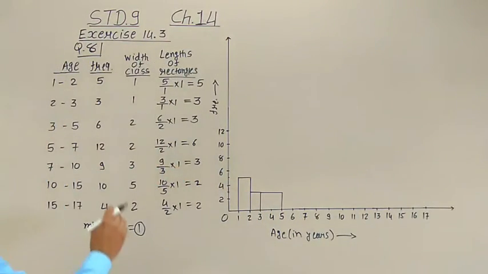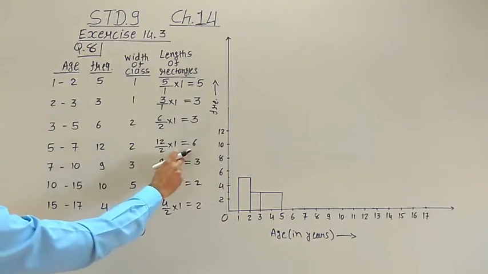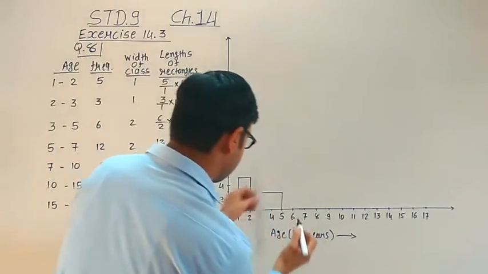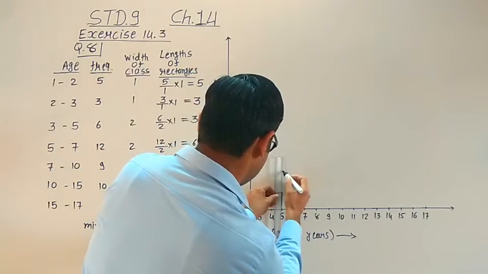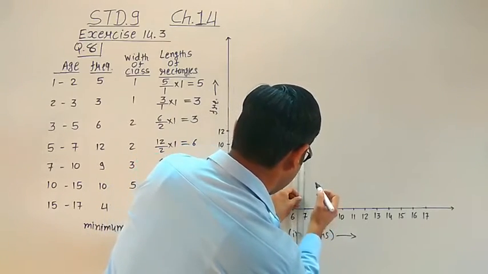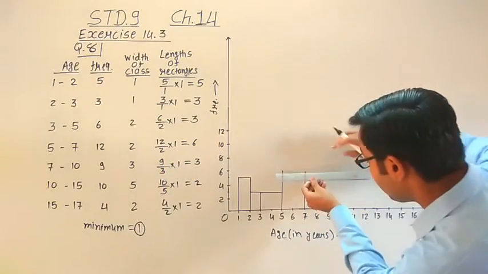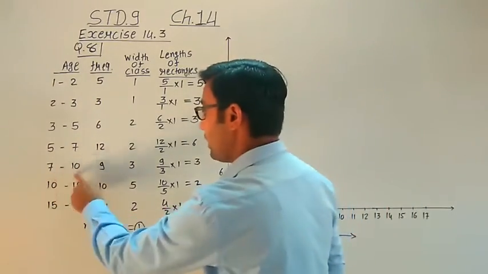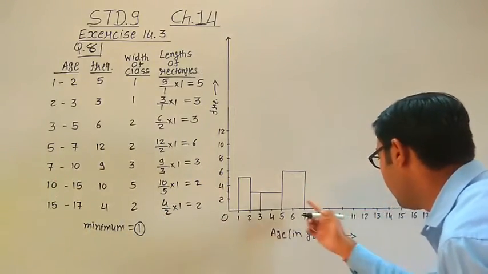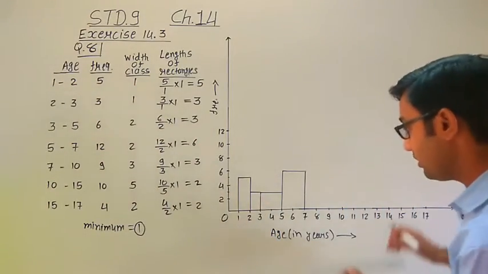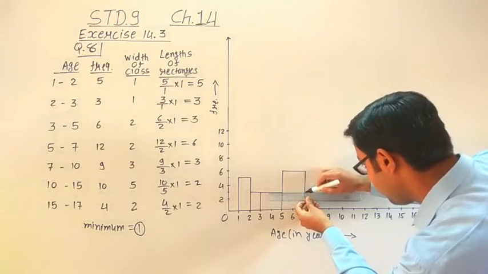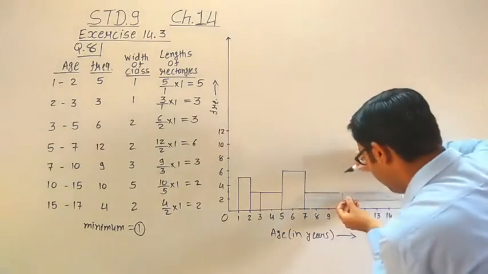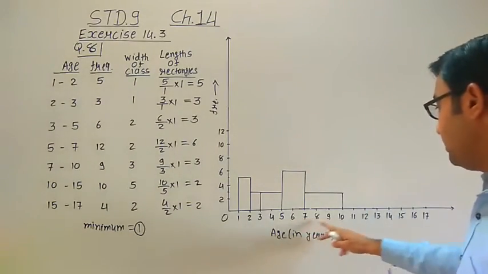Get it? Now the next class interval is 5 to 7. Here also the height we take is 6. So 5 to 7 means for this point, and 6 means up to here. Got it? Now the next class interval is 7 to 10, that means 7, 8, 9, 10, up to here. And the height we consider is only 3, which means up to here. So we have taken the next class interval, 7 to 10.